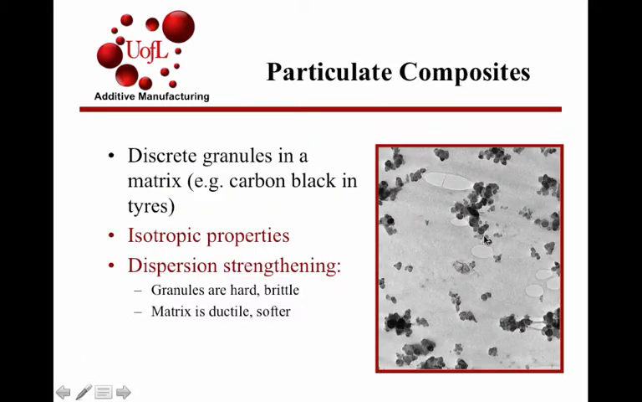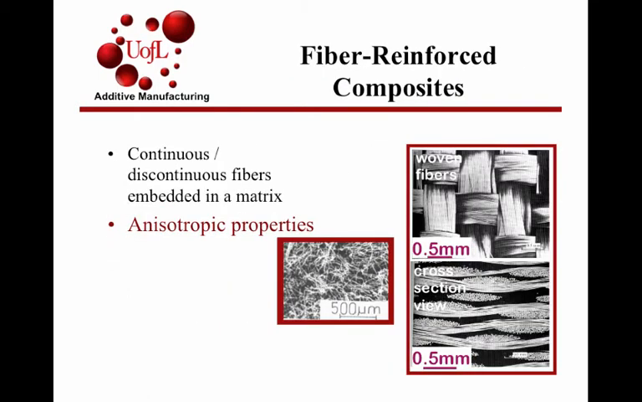In the automotive industry, tires have for long served the purpose of composites when particles of carbon black were introduced into the tires to improve their strength. So granules were hard and brittle, the matrix was ductile and soft, and you created a product that had isotropic properties that could be long lasting and have a lot of impact.